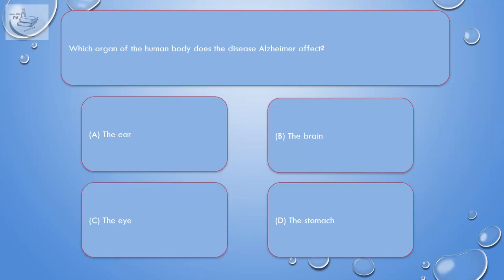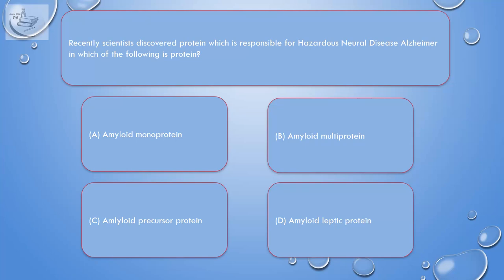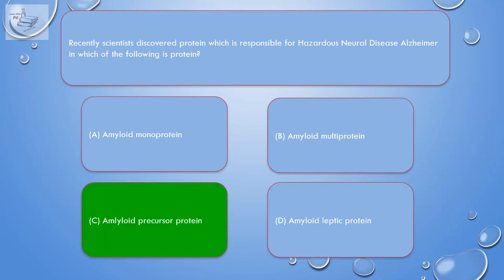Question: Which organ of the human body does the disease Alzheimer affect? A. the ear, B. the brain, C. the eye, D. the stomach. Correct answer is B. the brain. Question: Recently scientists discovered protein which is responsible for hazardous neural disease Alzheimer. In which of the following is protein? A. amyloid monoprotein, B. amyloid multiprotein, C. amyloid precursor protein, D. amyloid leptic protein. Correct answer is C. Amyloid precursor protein.